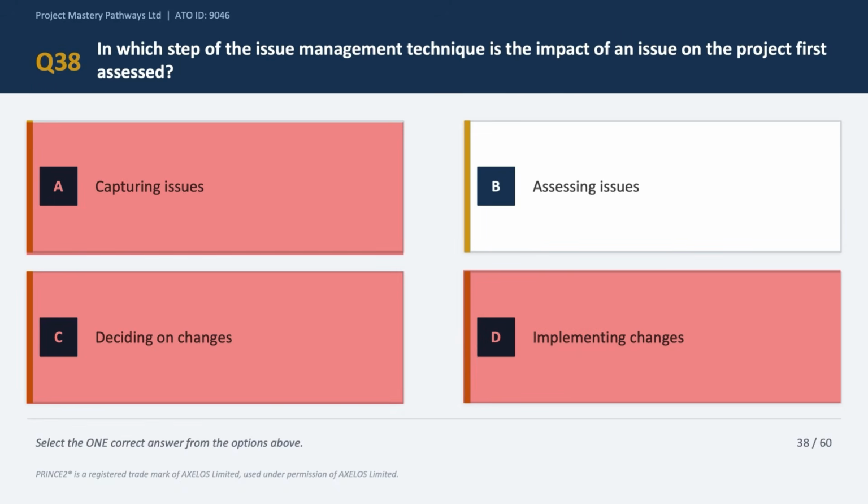So the correct answer is option B, which says assessing issues. Because during the assessment step, the project manager evaluates the impact of the issue on the project, including its effect on scope, cost, time, risk, resources, etc. Okay. Only after this assessment has happened can an informed decision be made. Okay, so the correct answer is option B.